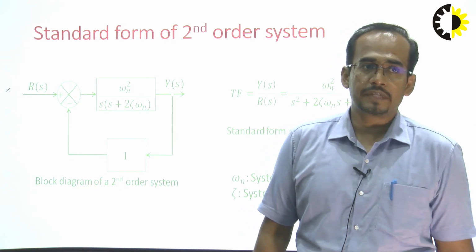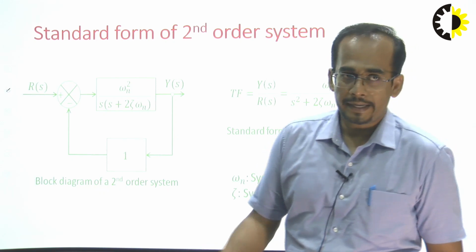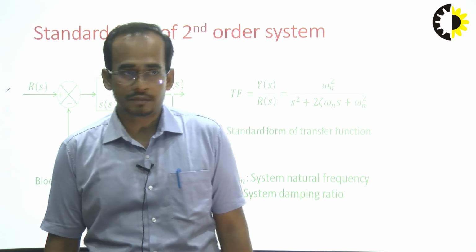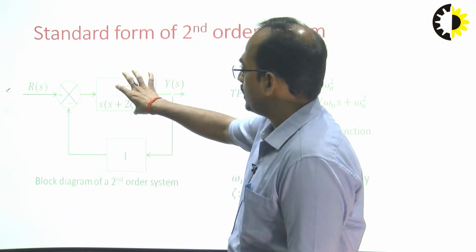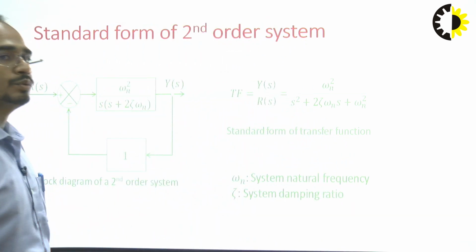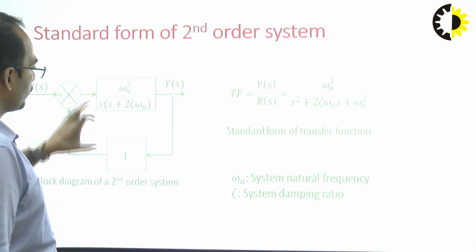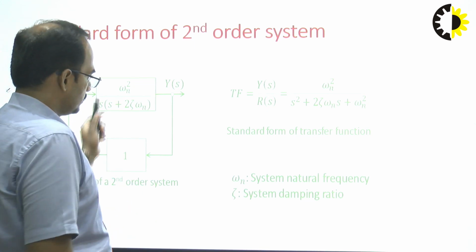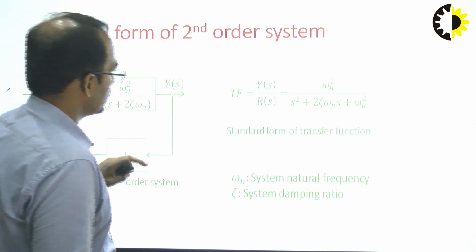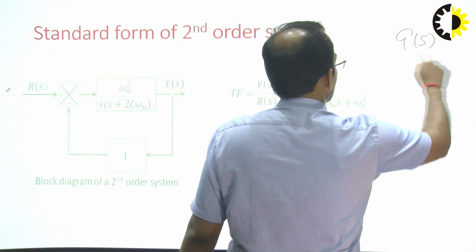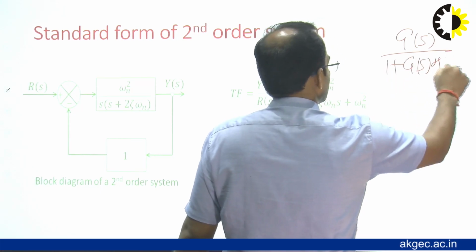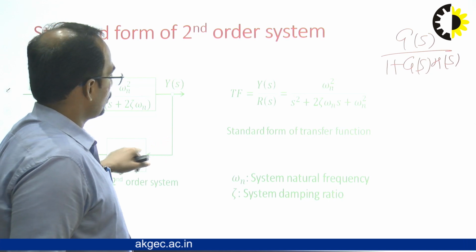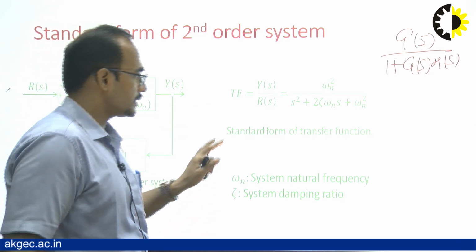This is the standard form of second order system from where you can get the transfer function of the second order system. So here the forward path is omega n square upon S plus 2 zeta omega n, and feedback is 1. So from where you can get, again this is the standard or canonical form of the closed loop system. So here the forward path is this. You can write here G(S) upon 1 plus G(S) H(S). So G(S) is equal to omega n square upon S plus 2 zeta omega n, and this is 1. So you will get this. So this is the standard form of the transfer function.